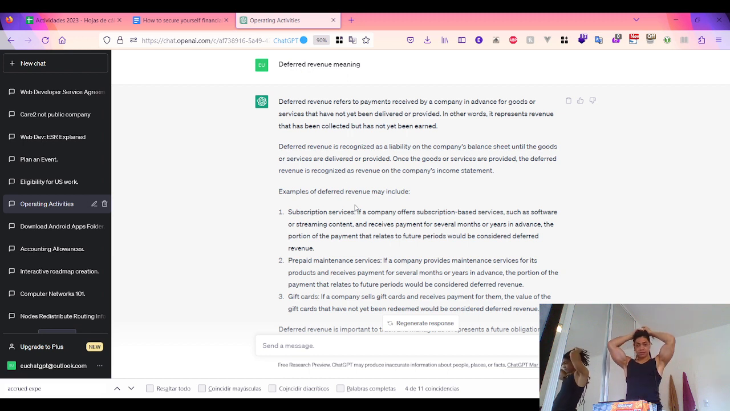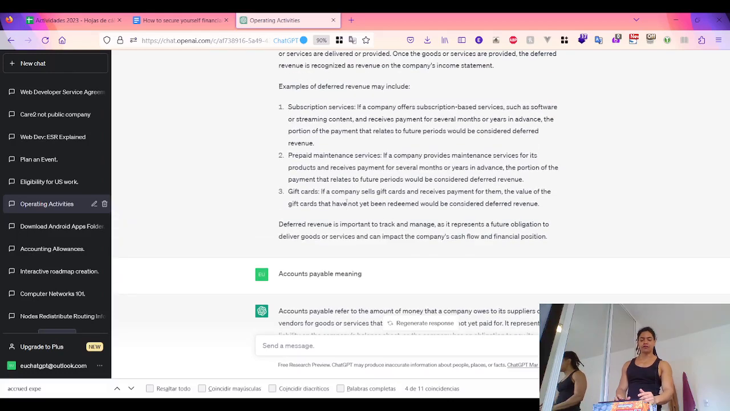Another example is prepaid maintenance, which behaves somewhat similar to the subscription models, and gift cards. Again, if you're a company, you already collect that money, and you have a promise to redeem that when the users want to consume that. So this is a deferred revenue. And deferred revenue in Spanish is ganancias diferidas.